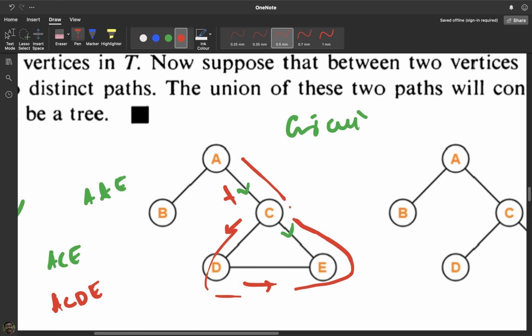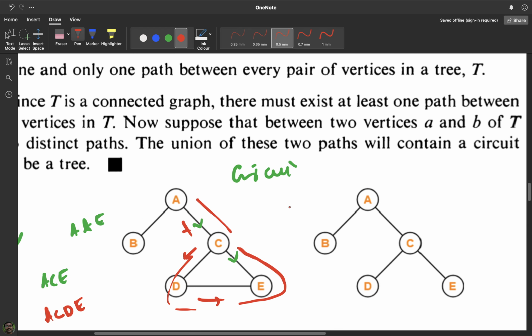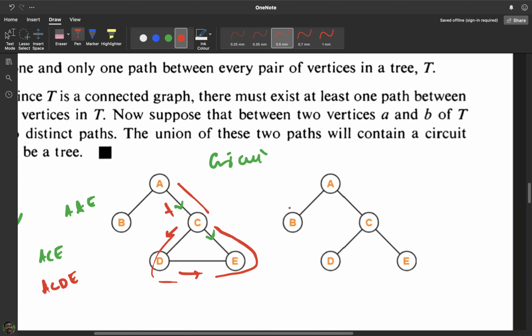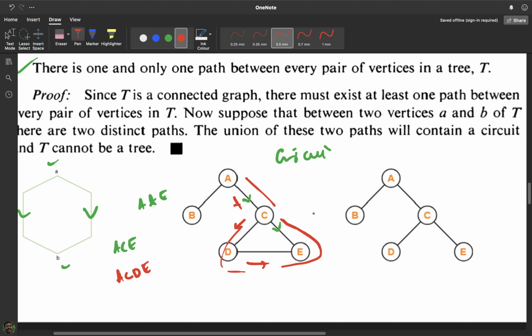Okay, so if there are two paths, what you have to do? When you take the union, obviously there should be a circuit somewhere there. So that is why, if there are two paths between any two vertices, suppose there are a pair of vertices where there exist two paths, what will happen? There will exist a circuit when you take the union. Okay, so there cannot exist two paths if the graph is a tree.